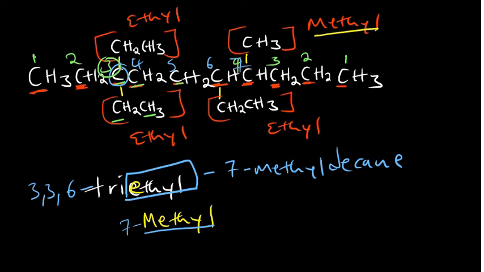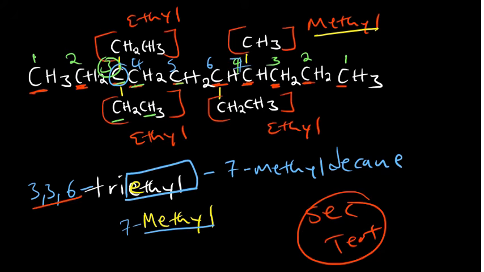So the key rules here: use commas to separate the positions in cases where you've got more than a single prefix. And then of course the prefix that is used to denote the number of such subchains you have is not alphabetized. Including the secondary and the tertiary, they are also not alphabetized. The only ones you alphabetize are iso and cyclo. Pretty much.